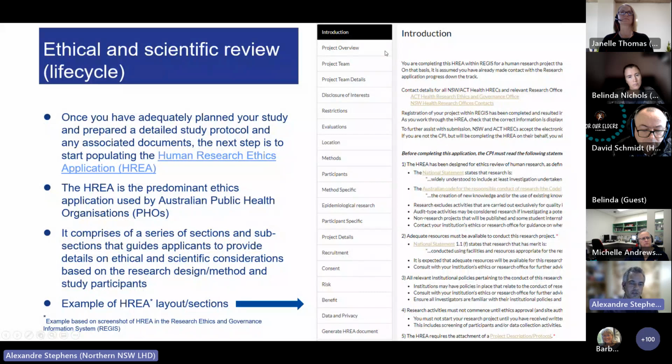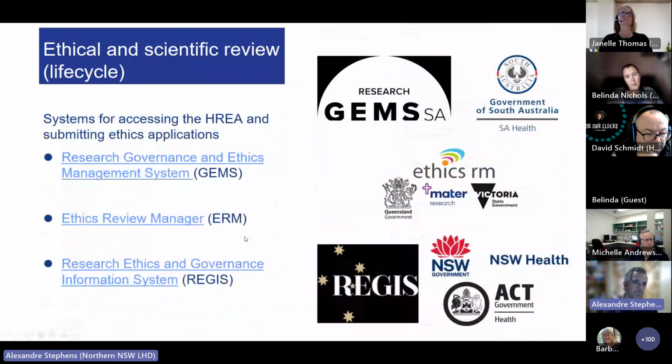This is a screen grab of what the HREA looks like in REGIS. So REGIS stands for Research Ethics Governance Information System. Bear in mind that, and I'll go through this in the next slide, there are multiple systems where you can find the HREA. Invariably, though, the HREA should look very similar to this. It will have these sections and subsections, and it's there in order to guide applicants to complete those sections in a way that corresponds to the National Statement on Ethical Conduct in Human Research.